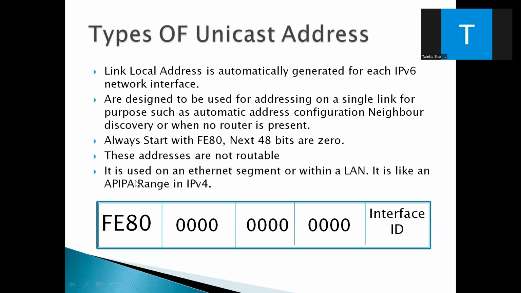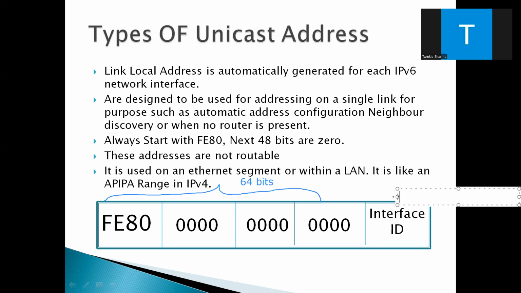So this is the link local address. In this we have 64 bits, and this interface ID is 64 bits. Shall we proceed further? Okay then.